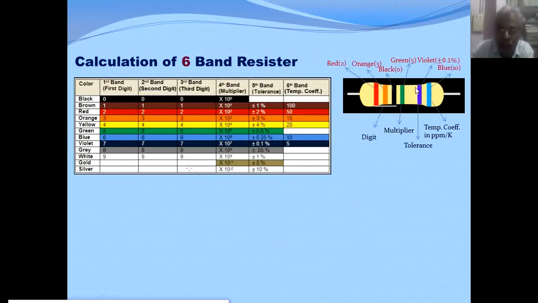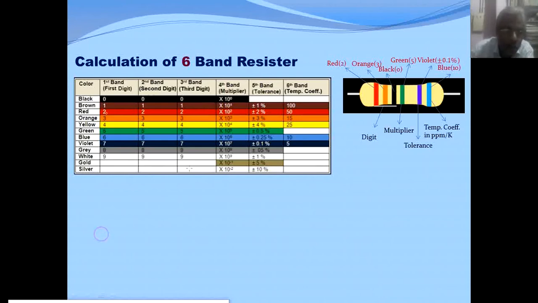So this is the right part of the resistor, and if it is the right part, then we start the calculation of bands from the left. In the left, the first band is red, and the value of red in the first band digit is 2. So this 2 is written here. Then the second band is orange, and its value is 3. So for the second band it is 3.